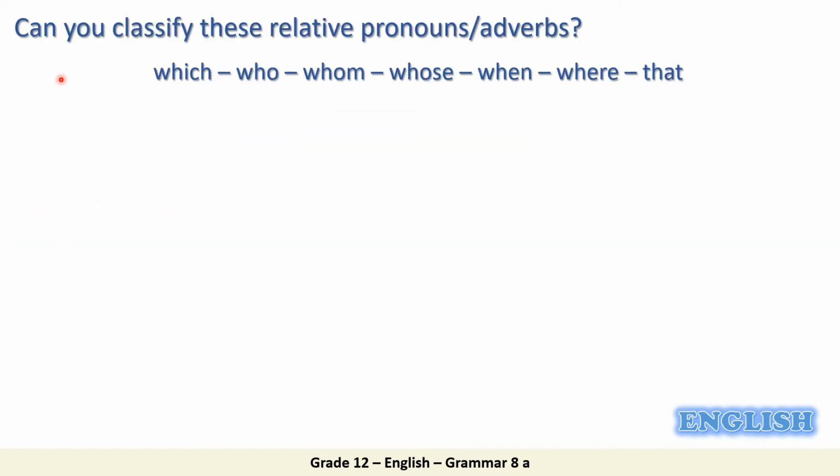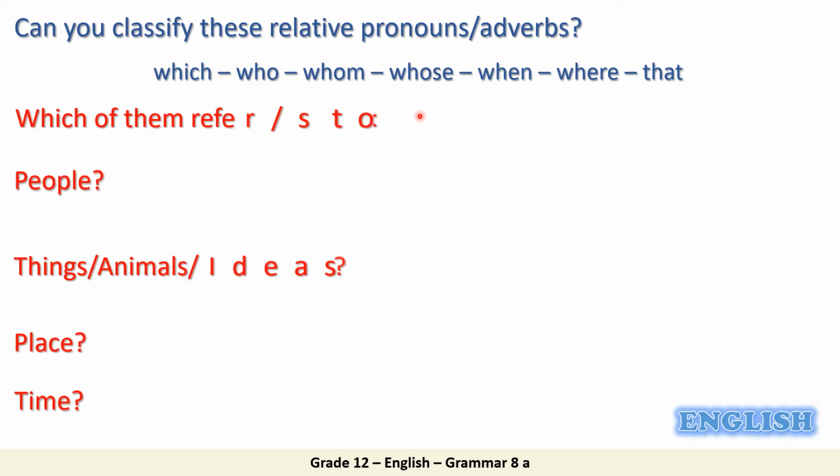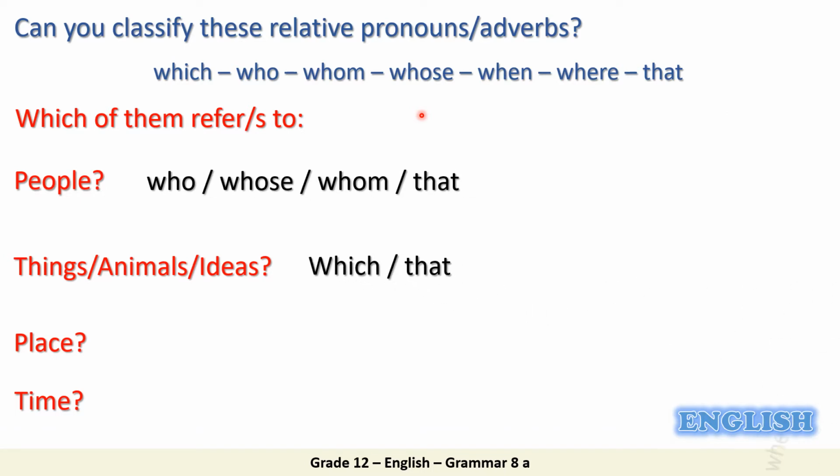Now that you have understood the content of the previous slide, it will be very easy for you to classify these relative pronouns and adverbs. So please use your pen and copybook. Draw these categories: people, things, animals, ideas, place, and time, and classify these relative pronouns and adverbs. You take 2 minutes, okay? Done? Okay, take this feedback. It's a very simple exercise, right?